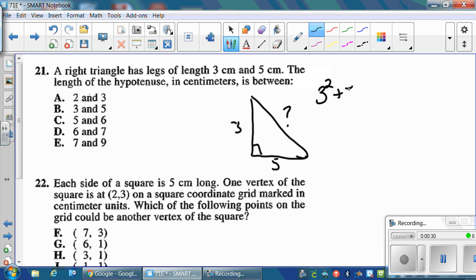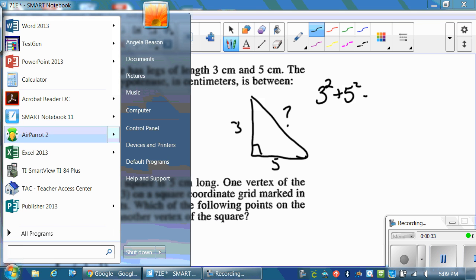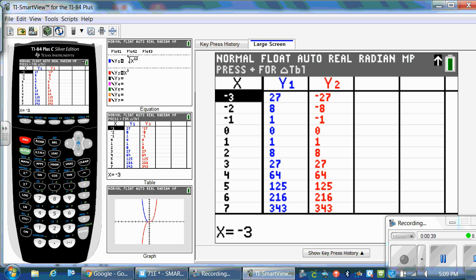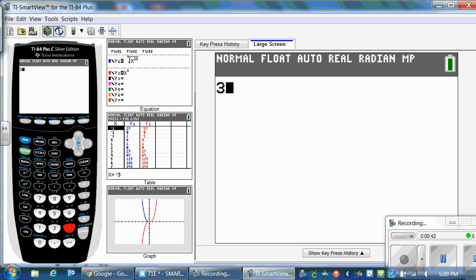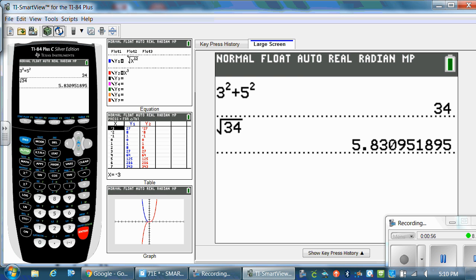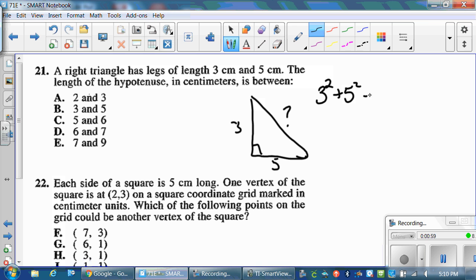3 squared plus 5 squared equals, let me use my calculator here. A squared plus b squared equals c squared. So 3 squared plus 5 squared is 34, and the square root of 34 is 5.8. So 34 equals c squared, so square root it. C is 5.8. So the value of the hypotenuse is between 5 and 6.